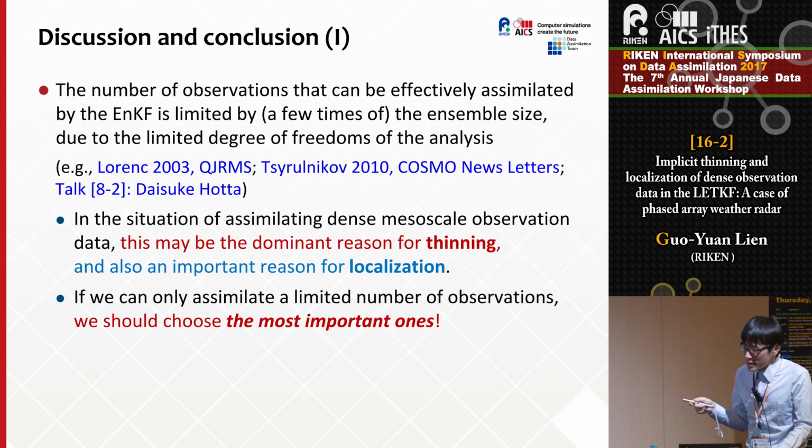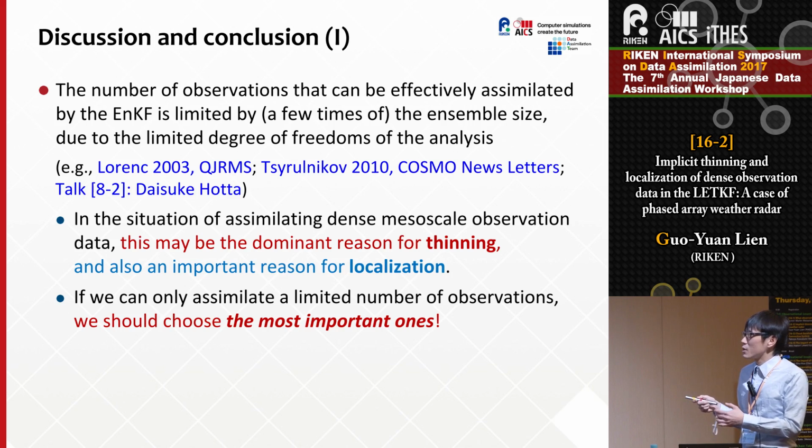And finally, there are some discussions on this number limit. Theoretically, we cannot assimilate too many observations in the ensemble Kalman filter framework, especially in the LETKF. And so we think that in the situation of assimilating dense mesoscale observation data, this may be the dominant reason for thinning, compared to other reasons like representativeness error or observation error correlation. It may also be an important reason for localization.